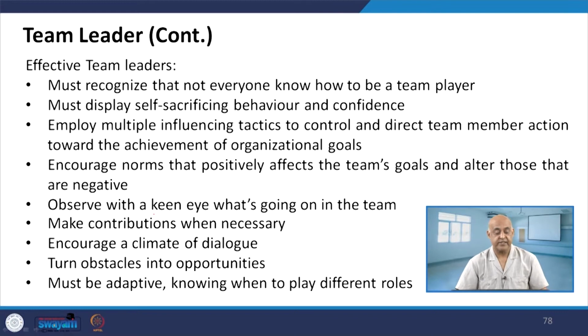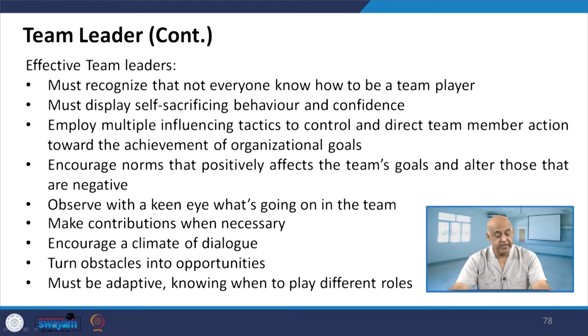Now, effective team leaders must recognize that not everyone knows how to be a team player. A very important point. Many times organizations give you the team players; you are not choosing your own team. Working with different personalities, it becomes very important for the team leader to know who is who, and the personality of the person working with them. It is very important to understand the personality of your team members, and also to understand that everybody is not a team player, and the team leader still has to get work done in a team.